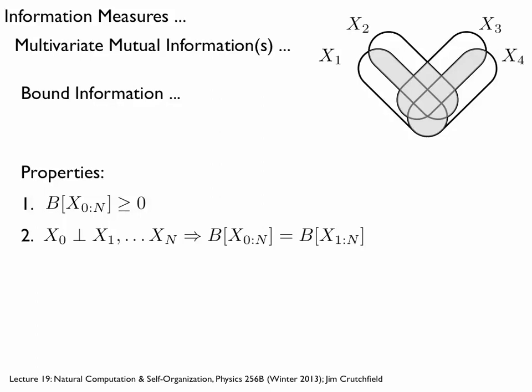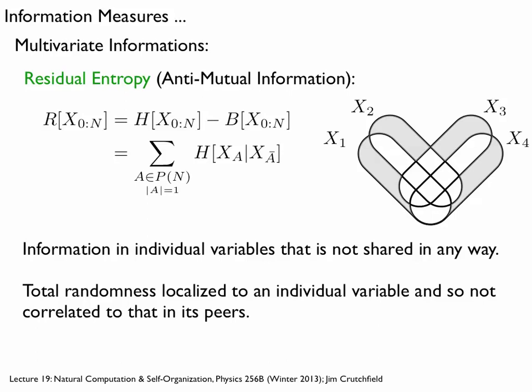But just to finish up here, some things we will end up using. There are other kinds of multivariate informations. I'll just highlight a couple of them. One is the residual entropy, called the anti-mutual information. We already kind of saw it before, it's the information that the variables generate on their own that's not correlated with anybody else. Well, I can just write joint minus the binding information, right? The binding information is all the white stuff, and I subtract that off from joint, which is everything, and I get these pieces. So you have a collection of random variables, they're generating stuff, some fraction of that is not correlated with anybody else. So that's the residual entropy, and this is going to be important in the time series context I just mentioned. Information in individual variables that's not shared in any way, hence anti-mutual information.